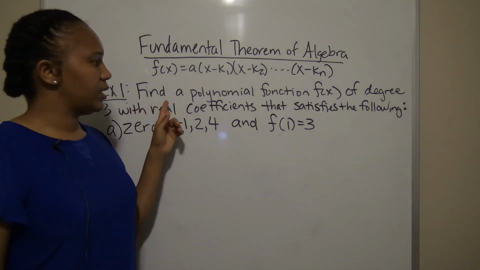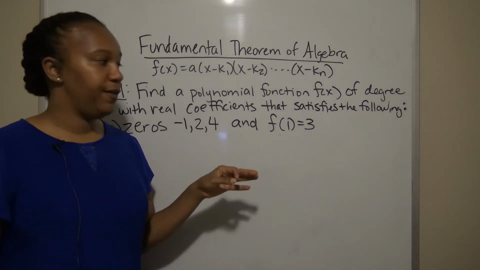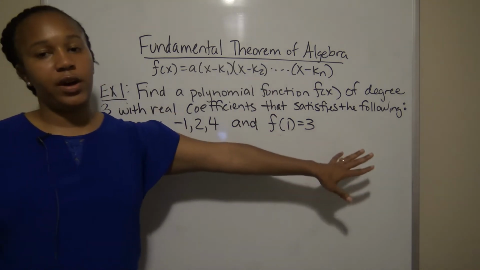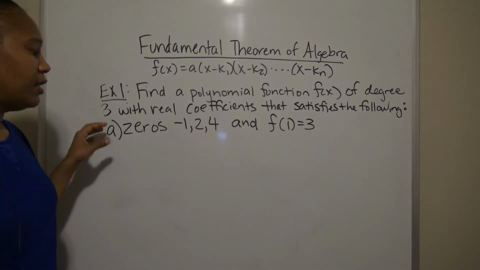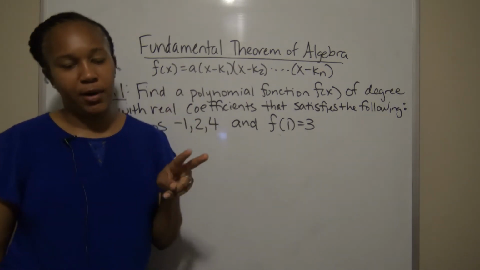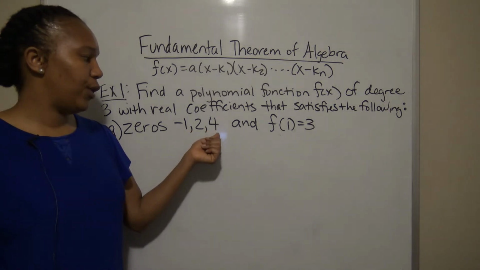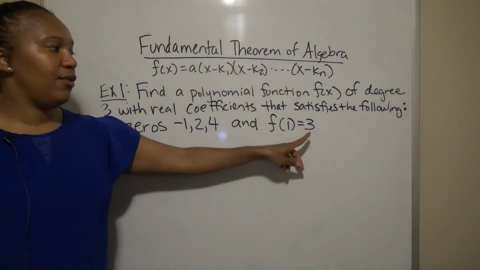So for the first example, we want to find a polynomial function f of x of degree 3 with real coefficients and that satisfies the following conditions. Now this is part A, so we're going to do two parts, a part A and a part B. So for the first part, the conditions are -1, 2, 4. Those are zeros, and f of 1 equals 3.